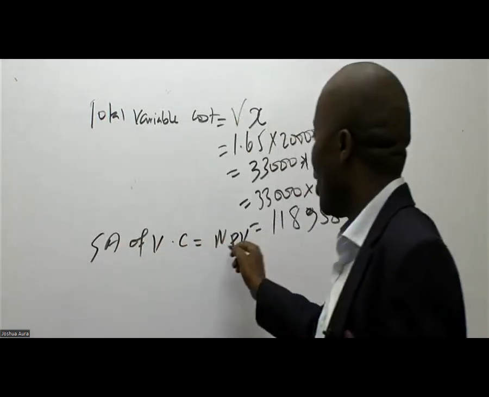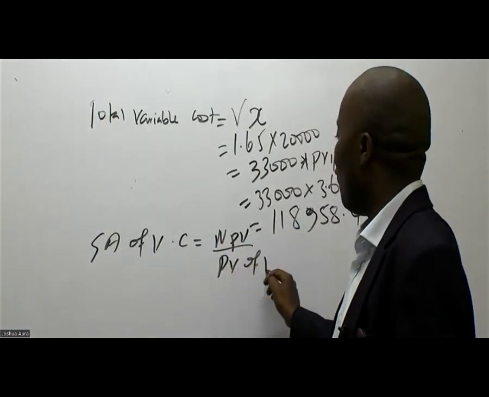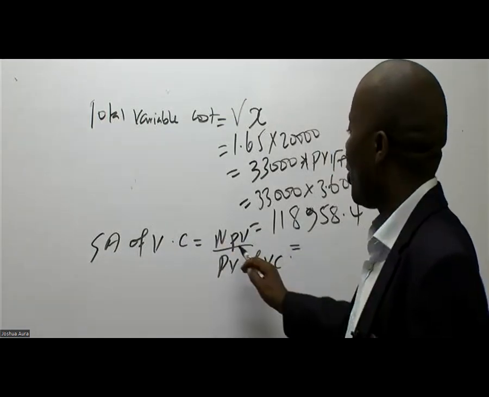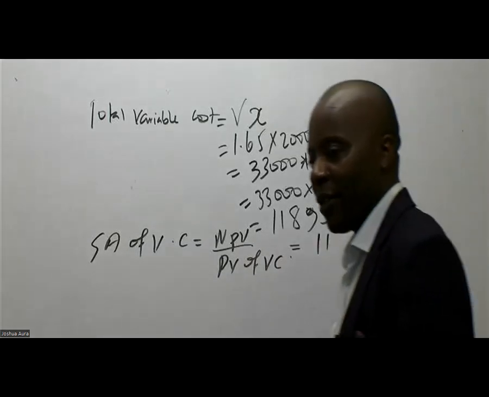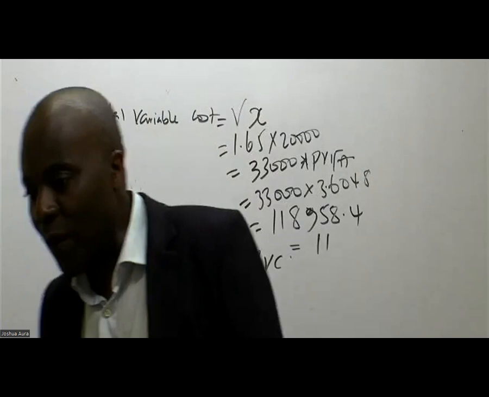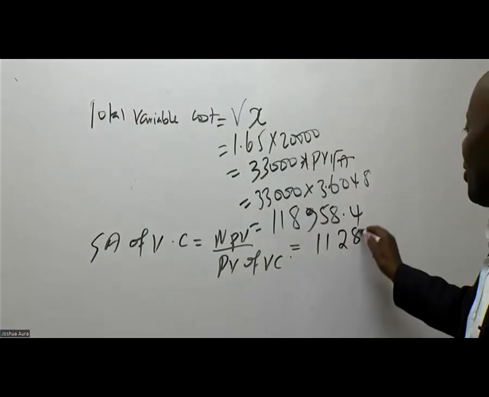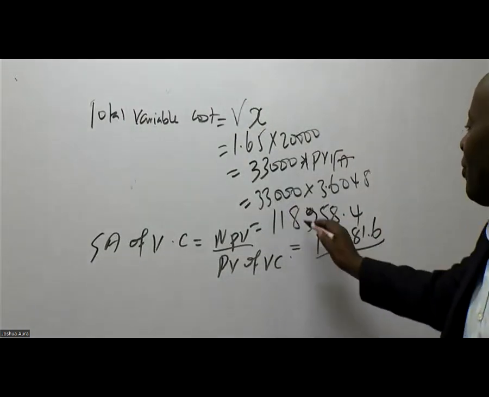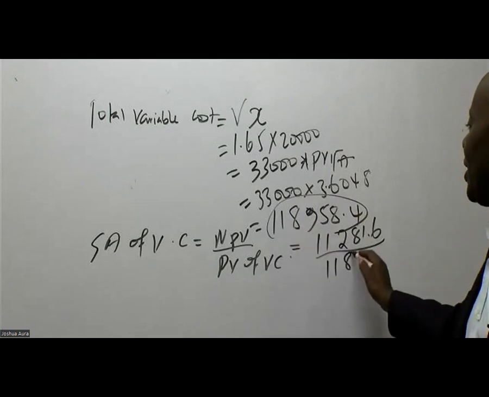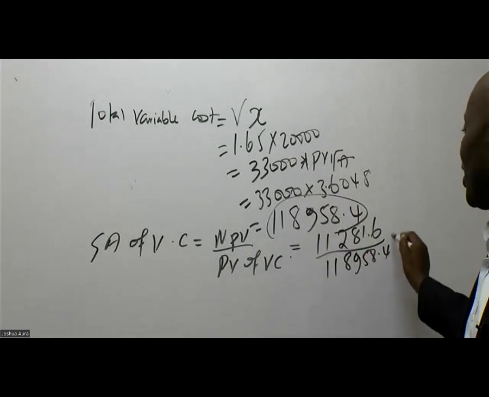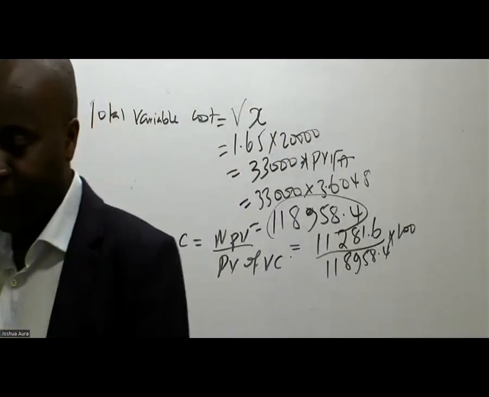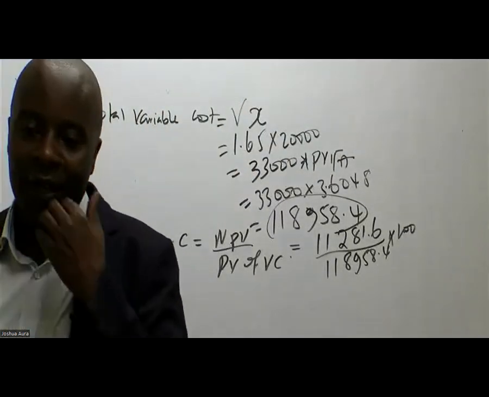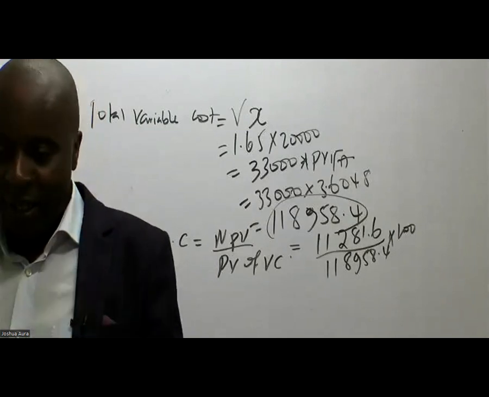Now, once I have this, then I'll be able to give you sensitivity analysis of VC, which will be net present value over present value of VC, right? So the NPV, you guys are giving me a figure of 11,281.6. 11,281.6 divided by the present value, this one here, 118,958.4, like that, times 100. So what figure are we getting there, somebody? Yeah, very good, very good.